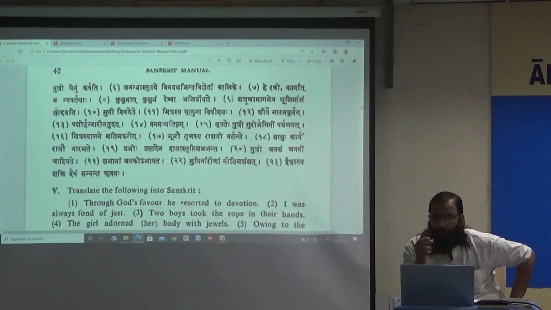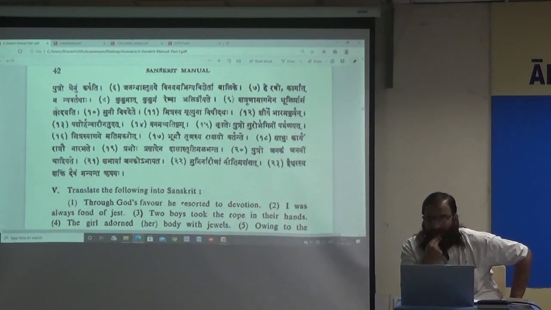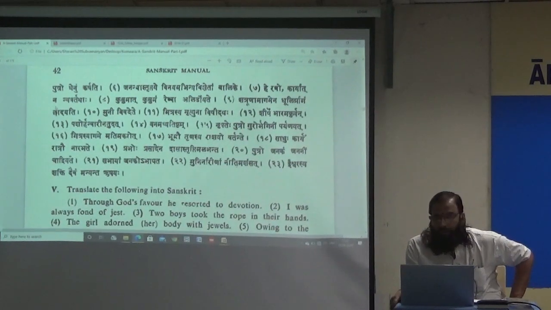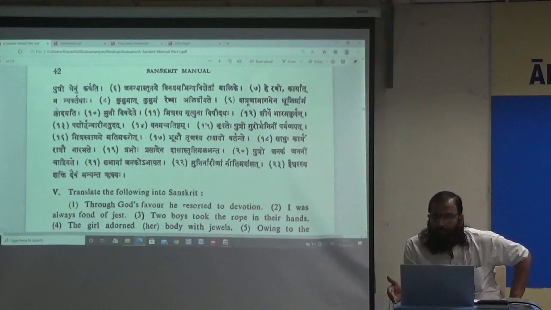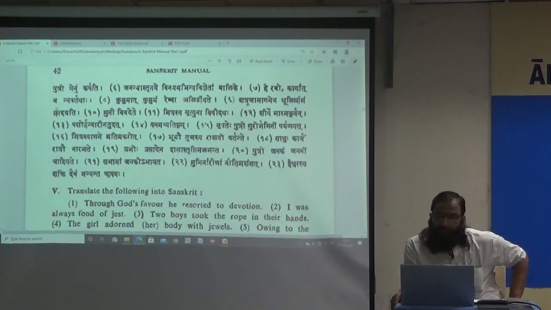Akurvata. Remember, akurvan or akurvata. Shirshe bharam akurvata. They place the bhara, the weight, on the head.